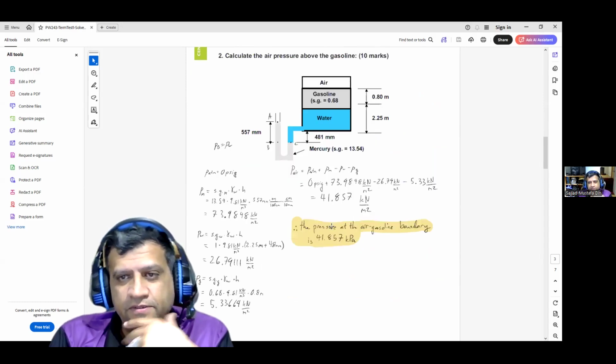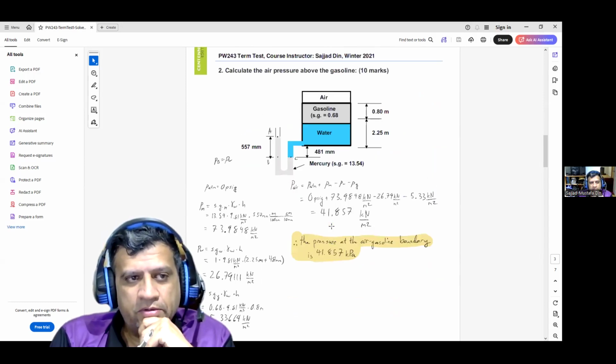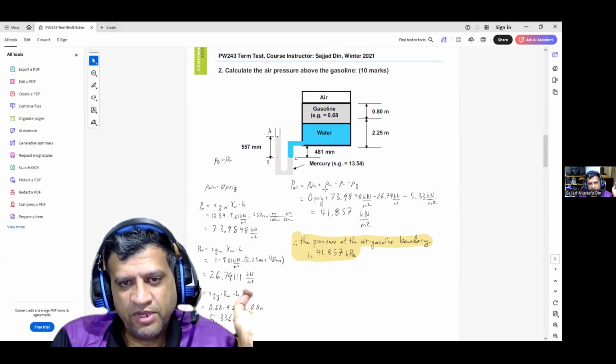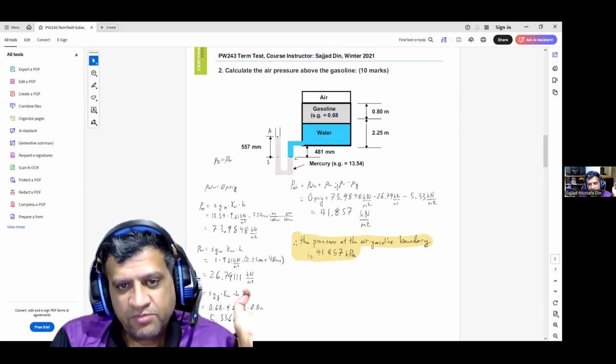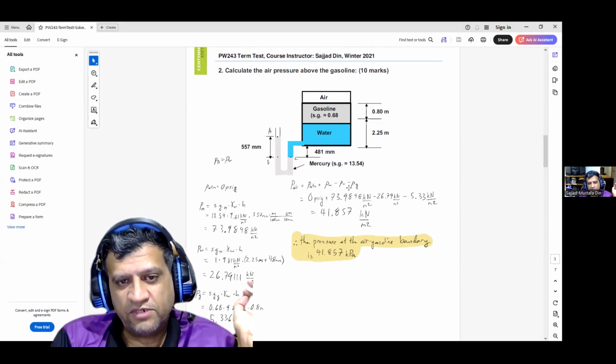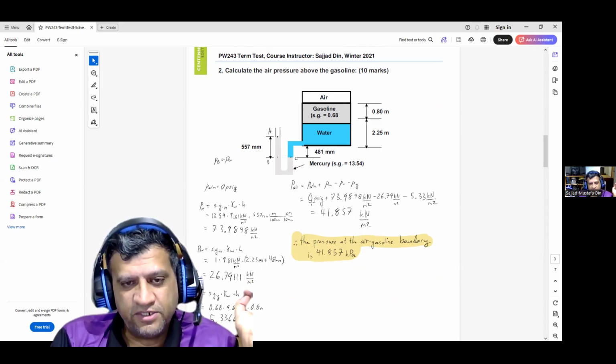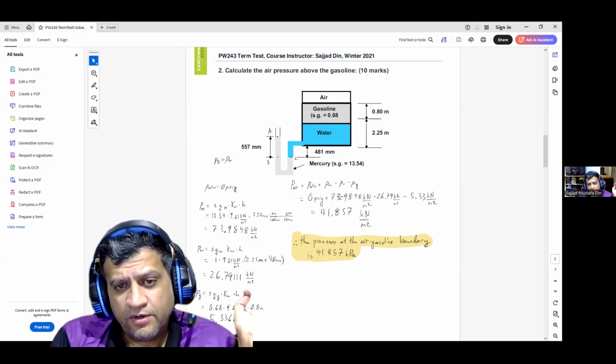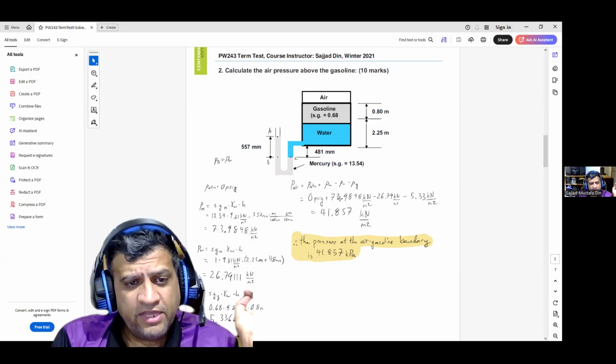So in this case, the formula that would be written out would be the pressure of air is equal to the pressure of the atmosphere, which is going to be 0, plus the pressure of the mercury, minus the pressure of the water, minus the pressure of the gasoline. It's going to be 0 plus 73.98. How do you get that? By this calculation here.